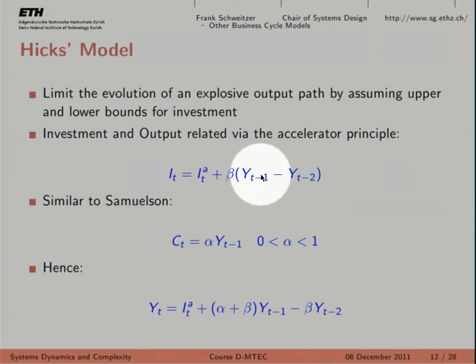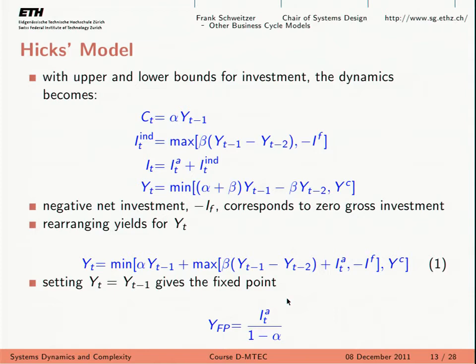So, right, this is how the investment looks like for Hicks. Consumption is still the same, still the same multiplier model. And then if you just do the exercise of expressing output as a difference equation, you get this. This is without the bounds. So there are no upper and lower bounds to the output. This thing can still explode or die down. All right? So this is what actually Hicks said.